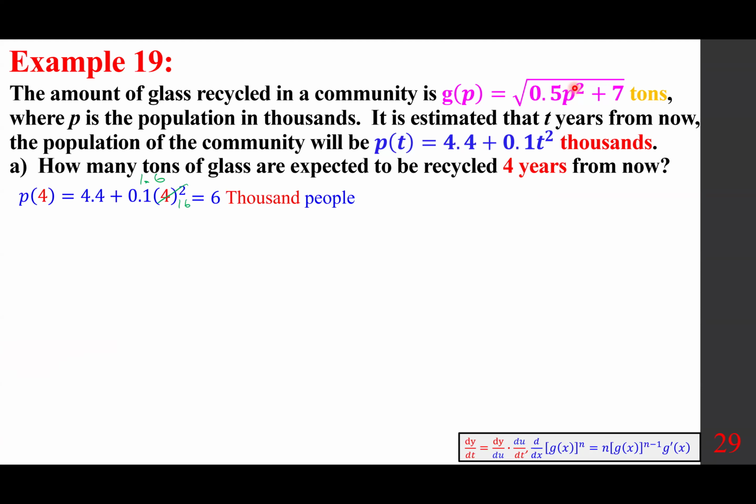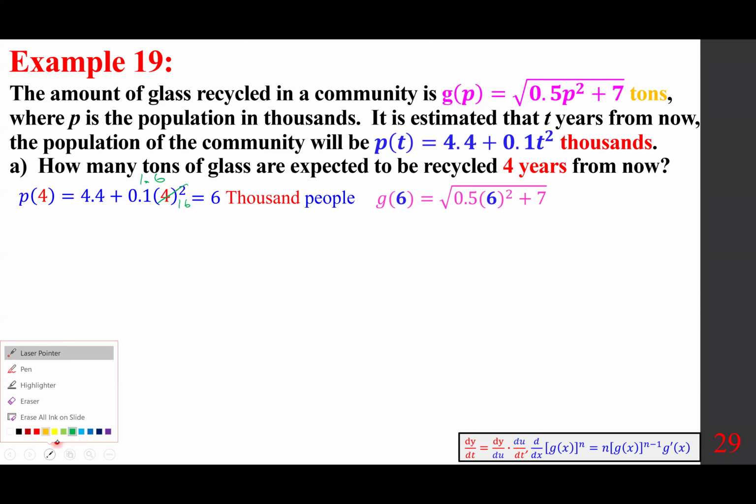Over here, we replace the p with 6. When we do that, 6 squared is 36. Half of it is 18. Plus 7 is 25. Square root of 25 is 5 tons of glass. So this part, elementary.